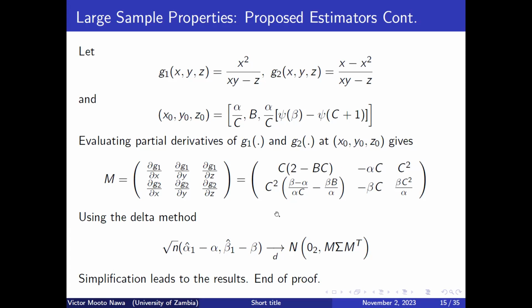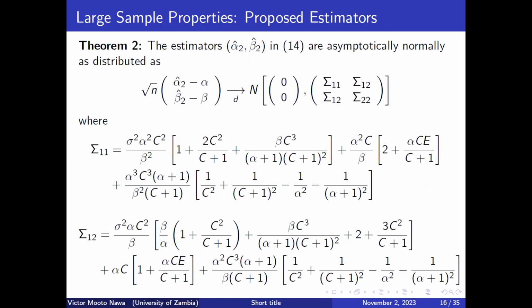And then using the delta method, we can show that the asymptotic distribution of alpha hat and beta hat converges to the normal distribution asymptotically. So that's basically the sketch of that proof. And then similarly, we do the same thing for our second proposed estimator in 14. And we basically just follow the same procedure.